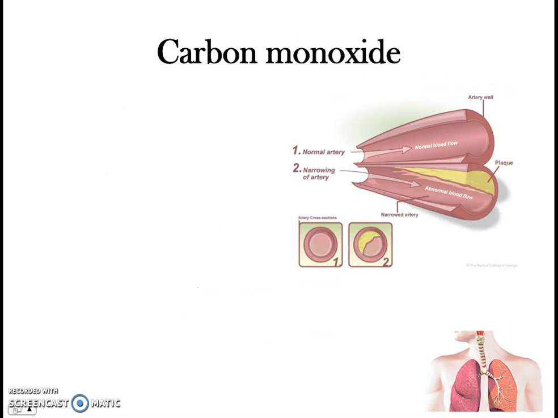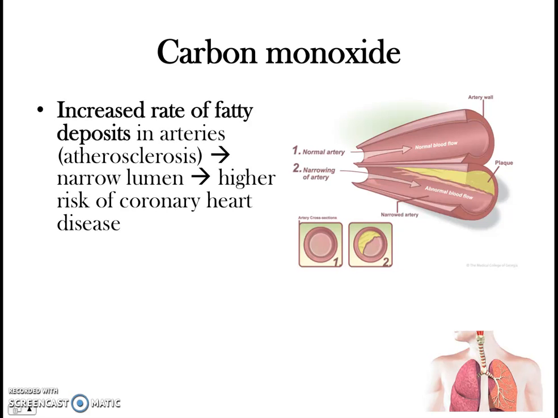Next, we have carbon monoxide, yet another terrible chemical found in tobacco smoke. So what does it do? Well, first, it leads to an increased rate of fatty deposits in your arteries. If you remember from our last topic, we learned this term, atherosclerosis. It means the deposit of fatty deposits or plaque in the inner wall of your arteries. So carbon monoxide leads to more of this, and to the narrowing of the lumen of your arteries. If this happens in your coronary arteries, it leads to a higher risk of coronary heart disease and eventually heart attack. So smokers, beware.